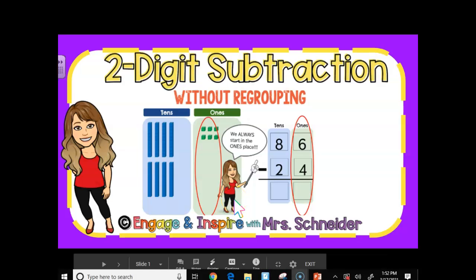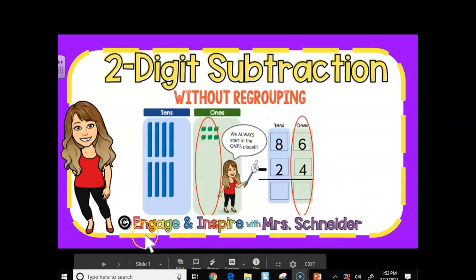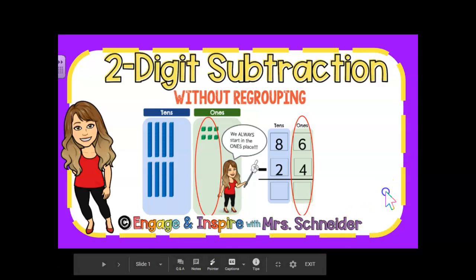Okay guys, today we're going to learn about two-digit subtraction without regrouping. So we've learned all about addition with two-digit numbers. Now we're going to learn about how to subtract or take away. And we have some fun activities from Miss Snyder again.